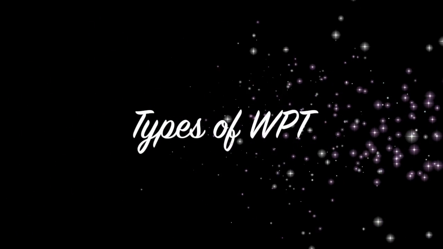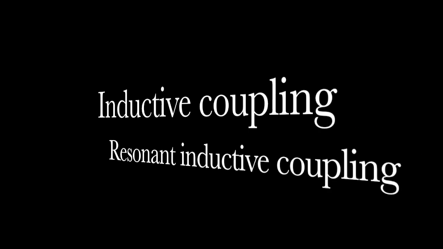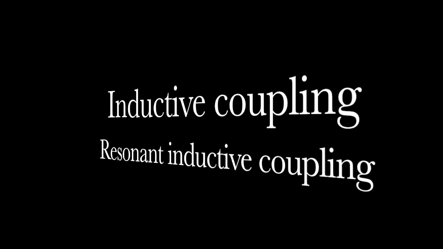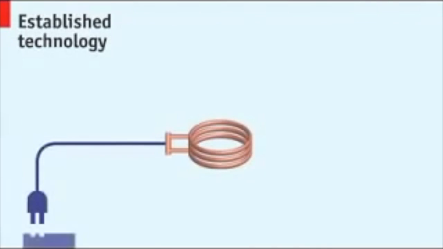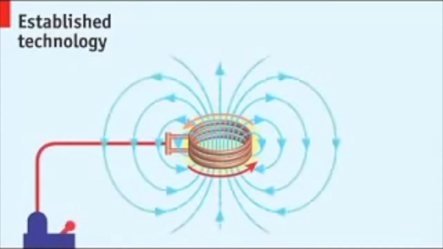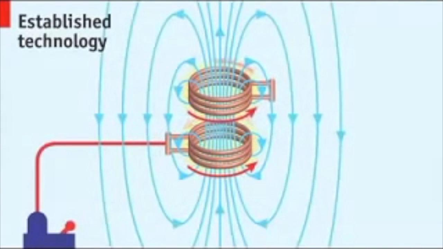Now, we will look at the types of WPT. Basically, WPT consists of inductive coupling as well as resonant inductive coupling. This is how inductive coupling works. Electric current is first applied to a coil of copper wire producing a short range magnetic field. A second coil is then placed within the magnetic field and electric current will flow through it. The electric power has transferred from one coil to another through magnetic field and what we know as induction.